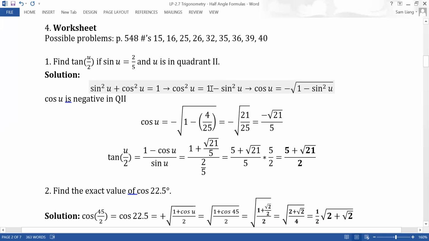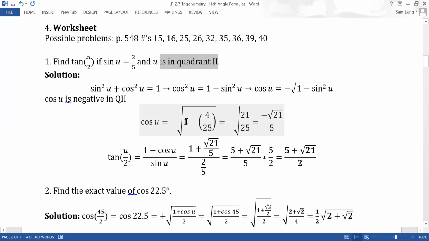And then taking the square root of both sides, we get cosine u equals, so this will normally be plus or minus, but here we're going to choose the negative option because, again, u is in quadrant 2, and cosine is negative in quadrant 2. So that'd be negative square root of 1 minus sine squared u. And then here, we just plug in. So sine u is 2 over 5. We get negative square root of 1 minus 4 over 25. 2/5 squared is 4 over 25. And then simplifying, we get 21 over 25.